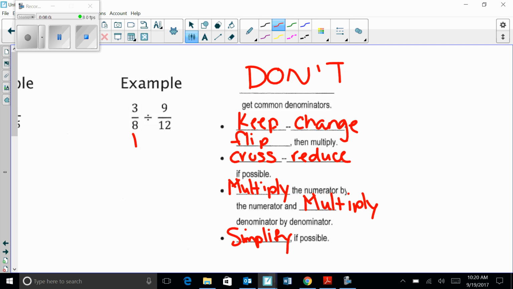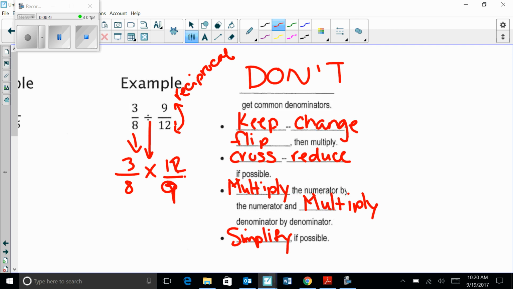So I keep my first fraction the same. I'm going to leave it as 3/8. My division sign changes to a multiplication. And now I take this second fraction and I flip it around on top of itself, and we use the reciprocal. Okay, so if you haven't heard that word before, get used to hearing the reciprocal, because we're going to be using that a lot coming up, and that's going to become 12/9.